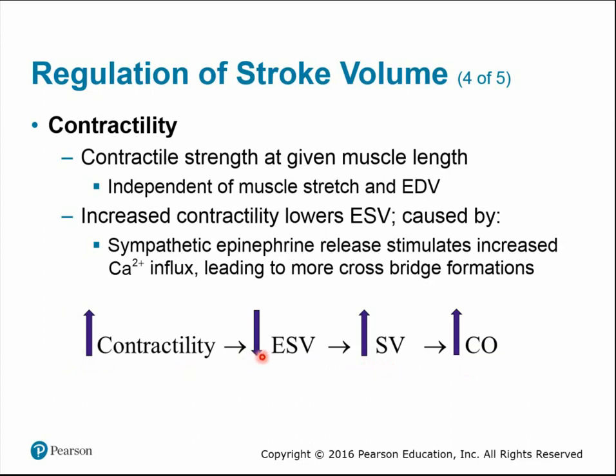that means we're going to have more blood left over in the ventricles after contraction. So that would increase our end-systolic volume. So if we have more blood left over in the ventricles, that means that our stroke volume has decreased because we didn't pump all of that blood out because it's remaining in the ventricles, which would ultimately decrease our cardiac output. So there's less blood leaving the heart per minute.